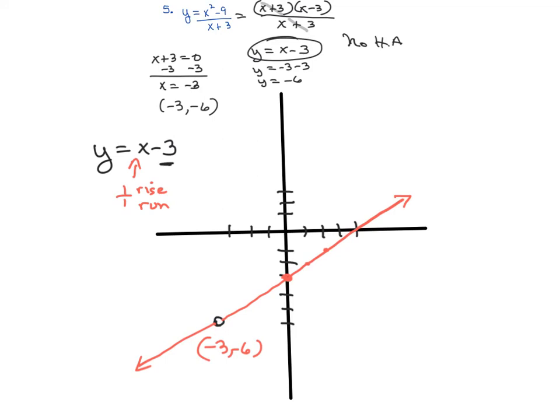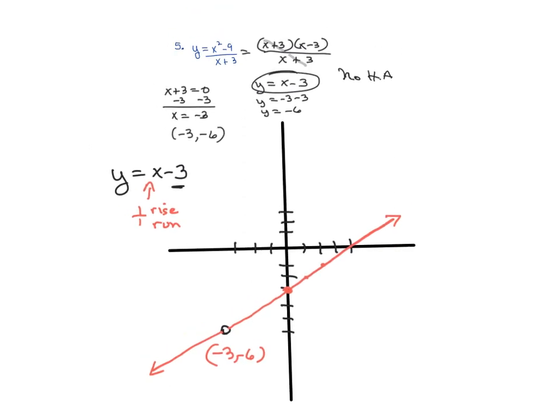So again, the domain restriction is something we need to check out. So this is the graph of this rational function. And again, remember, if you can cancel something, the exact same thing from the numerator and the denominator, that is where you will have a hole in your graph.